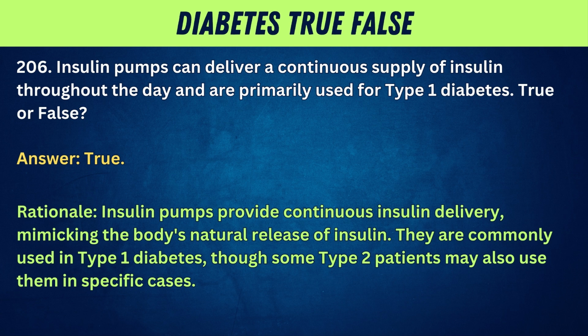206. Insulin pumps can deliver a continuous supply of insulin throughout the day and are primarily used for type 1 diabetes. True or false? Answer: true. Rationale: insulin pumps provide continuous insulin delivery, mimicking the body's natural release of insulin. They are commonly used in type 1 diabetes, though some type 2 patients may also use them in specific cases.